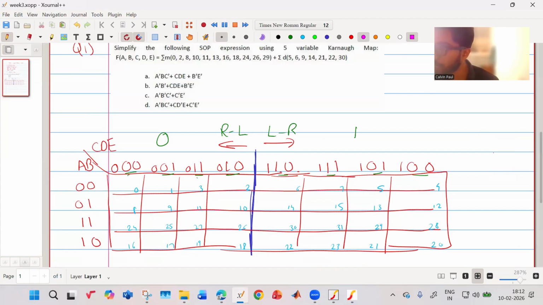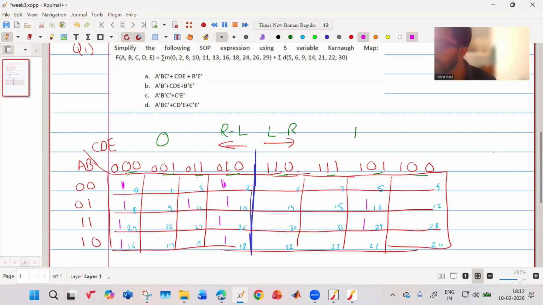So we have 0, so you add 0 over here. 2 you have, so you add 2 over here. 10 you have. Then 8, you add 1 here. 10 you add. Then you add 11. Where's 11? 11 is here. Then 13, 13 is here. 16 is here, 18 is here. 24 is here, 26 is here. 29 is over here. Okay, so we have added whatever are the main variables.